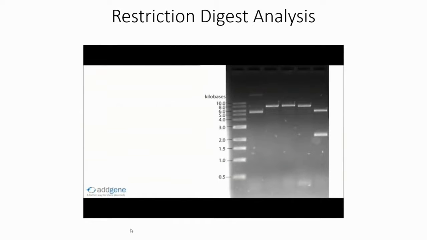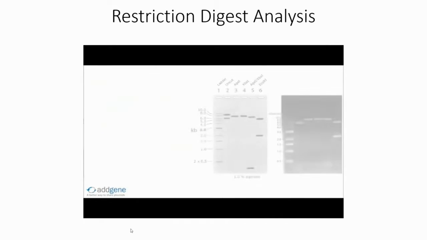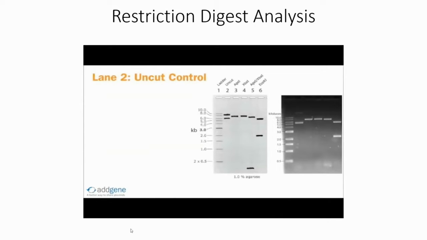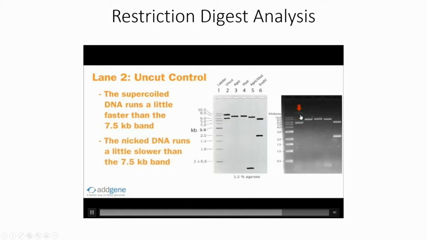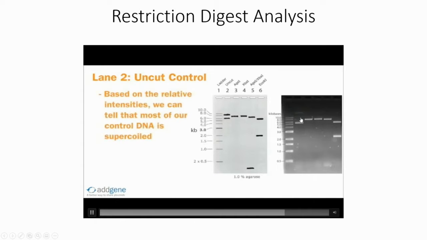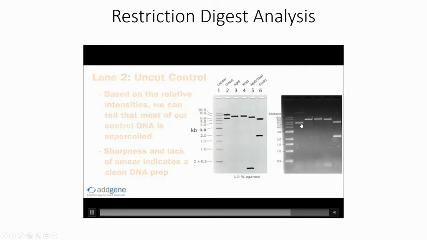Now that we've run our digestion, let's go through each lane and compare our experimental data with our expected results. We've marked the ladder with the sizes of the markers. Lane 2, the uncut negative control. We expect to see a supercoiled band and a nicked band, and that's what we see here. As expected, the supercoiled runs a little faster than the 7.5 kb band, and the nicked runs a little slower than the 7.5 kb band. Based on the relative intensities of these two bands, we can tell that the majority of our DNA is in the supercoiled conformation. Also, based on the sharpness of the bands and the lack of smear, we can deduce that we have a clean DNA prep.